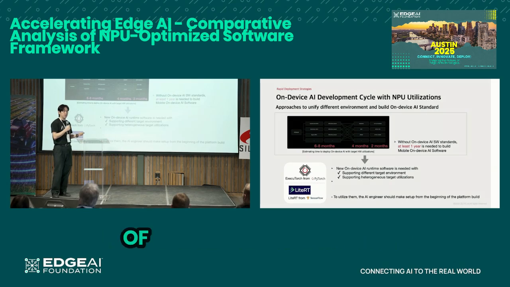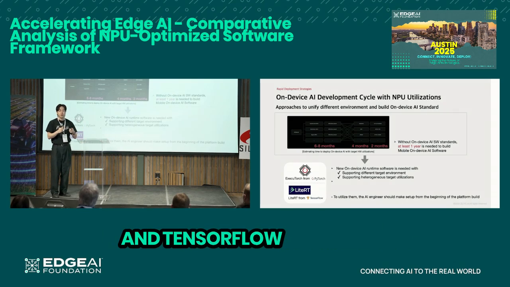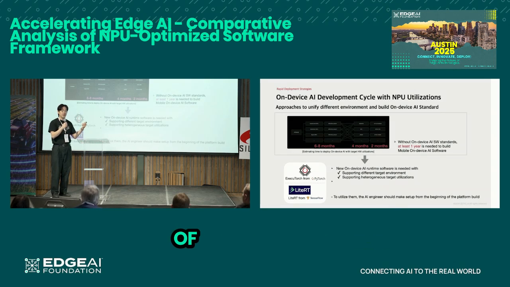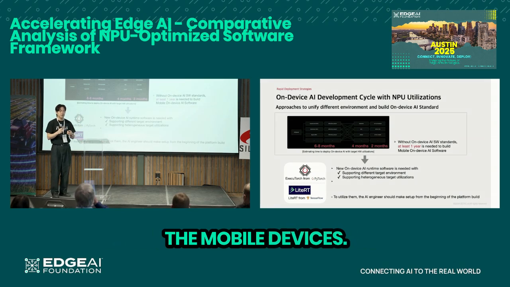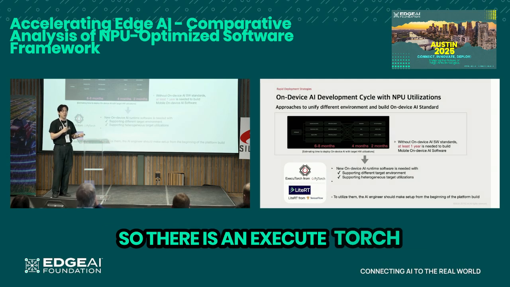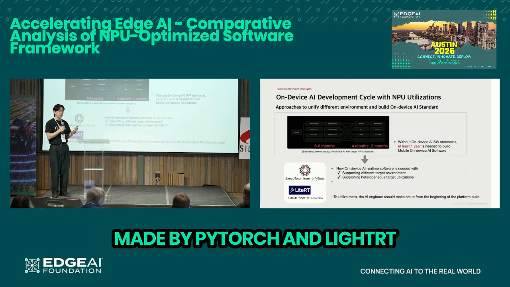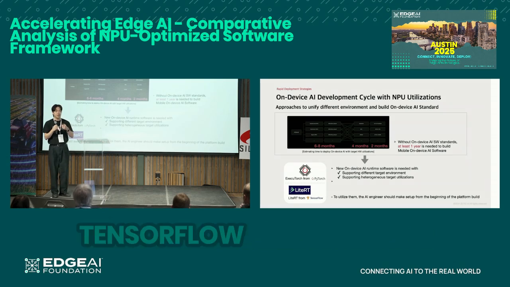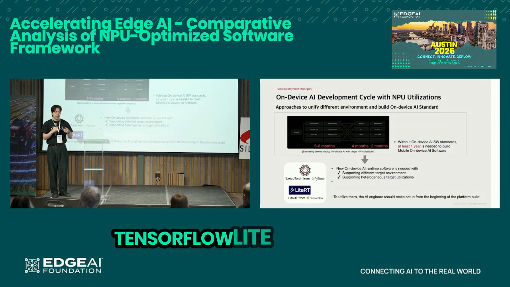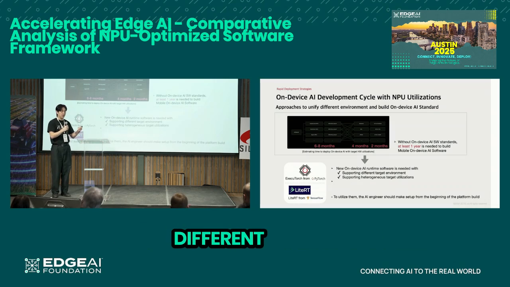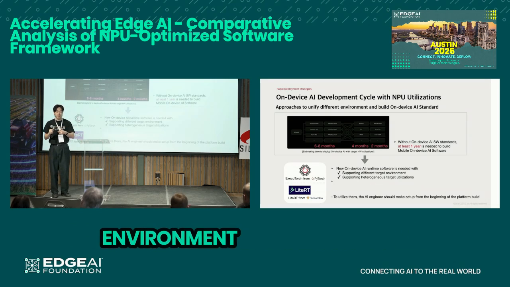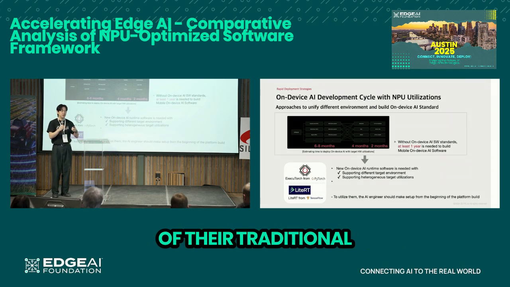So from this kind of environment, PyTorch and TensorFlow, the traditional AI standards, are trying to make new software frameworks for mobile devices. There is ExecuTorch made by PyTorch, and LiteRT, which means runtime, from TensorFlow, a modified version of TensorFlow Lite. They are targeting support for different manufacturers' mobile environments from their traditional software.